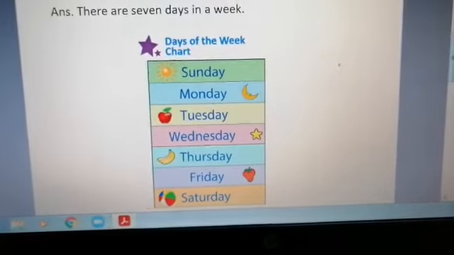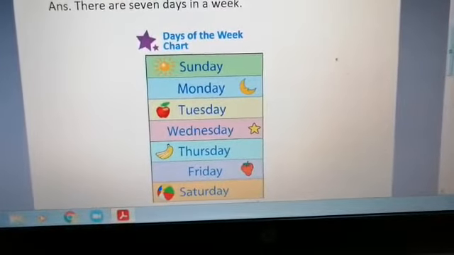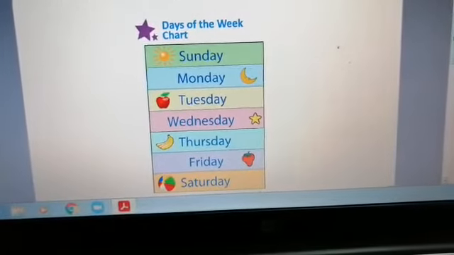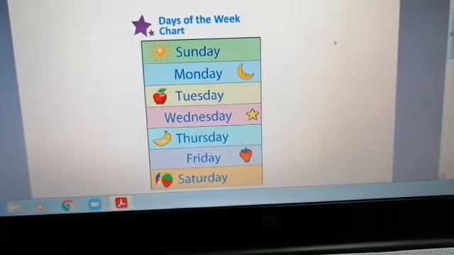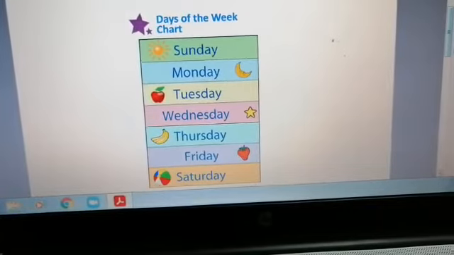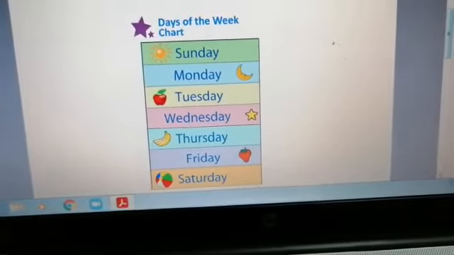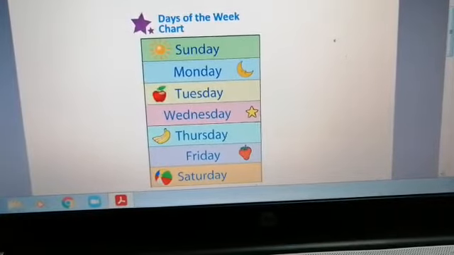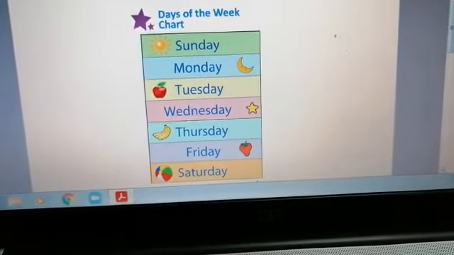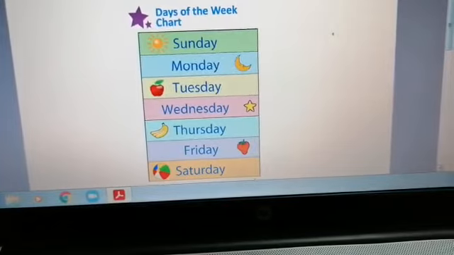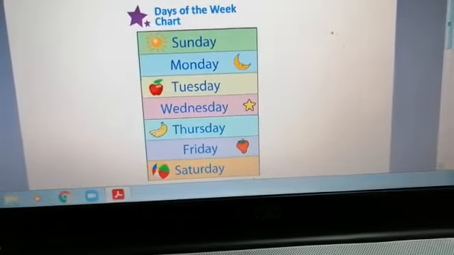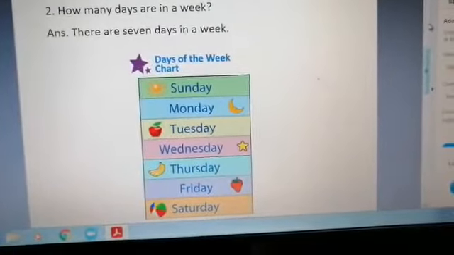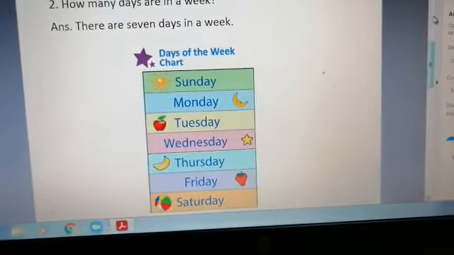Days of the week are Sunday, Monday, Tuesday, Wednesday, Thursday, Friday, Saturday. There are 7 days in a week.